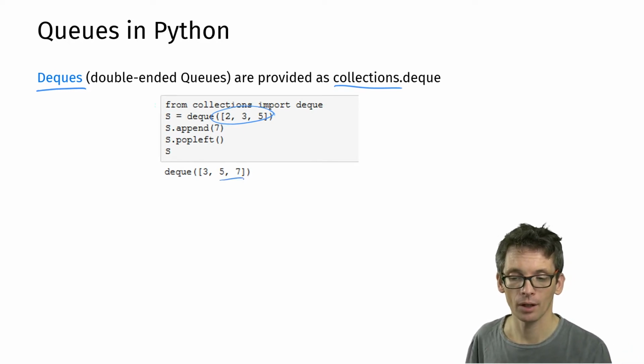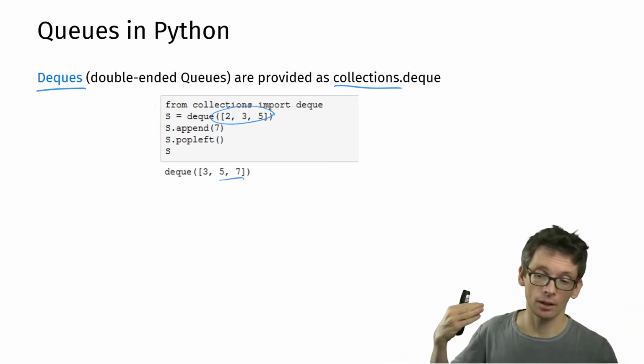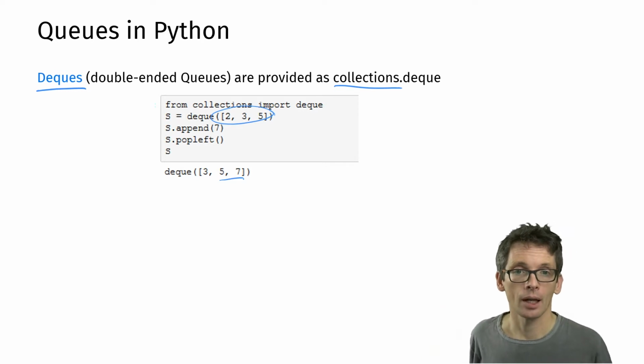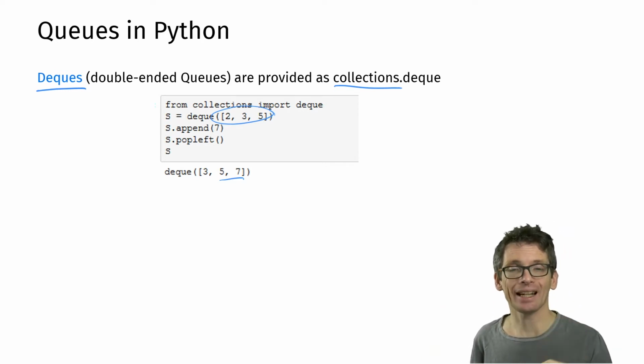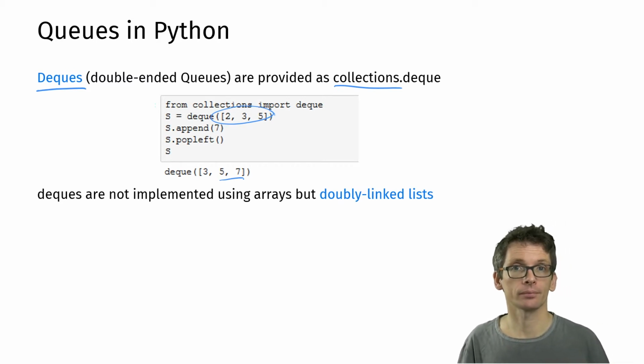After the 5, if I pop left (there's also pop right, because it's double-ended), pop left would remove the 2 and return the 2. But a deque is not implemented using a dynamic array. A deque is implemented by a doubly linked list. So that's a different data structure, which we're going to see soon.